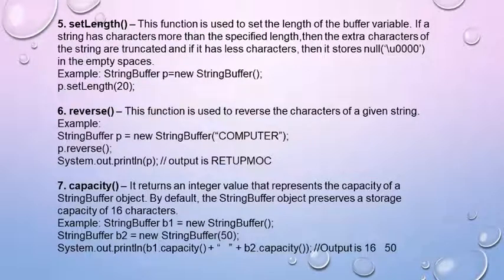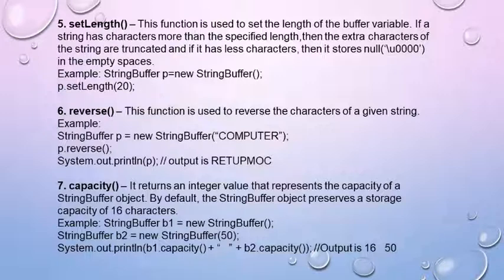The next function is setLength. This function is used to set the length of the buffer variable. If a string has more characters than the specified length, then the extra characters of the string are truncated, that means removed. And if it has fewer characters, then it stores null characters in the empty spaces. Example, StringBuffer p equals new StringBuffer, p.setLength(20). So a maximum of 20 characters can be there in the string variable p.